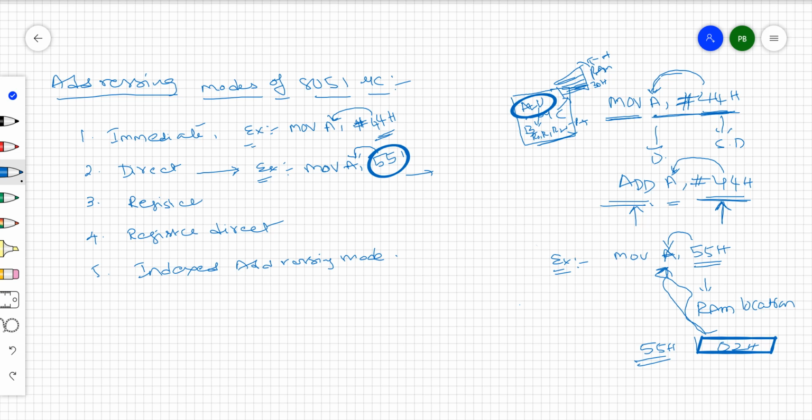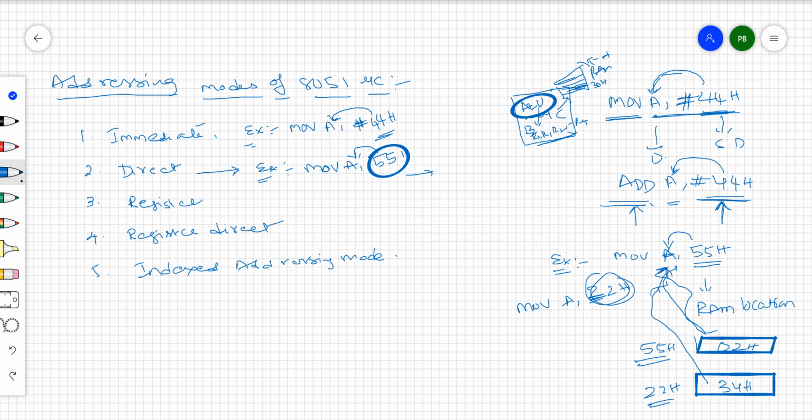For example, if you write an instruction like this, MOV A, 22H, then what will happen? Whatever the data present in the 22H RAM memory location, for example 34H, this 34H will move to the accumulator, right? So this is the way: if the # symbol is not there, this is the RAM location. Whatever the data present in this RAM location will directly move to the accumulator.